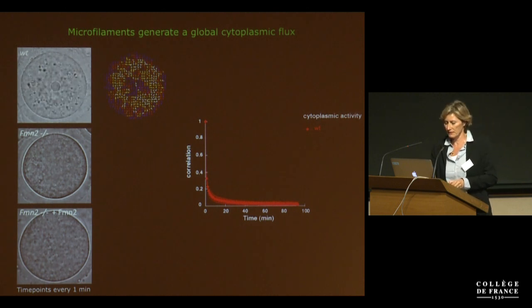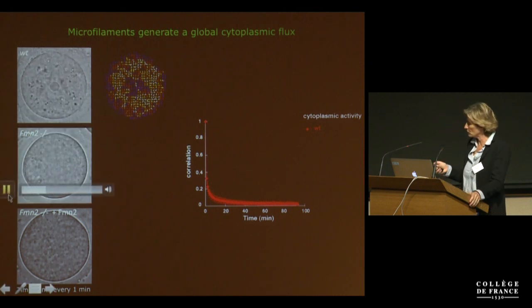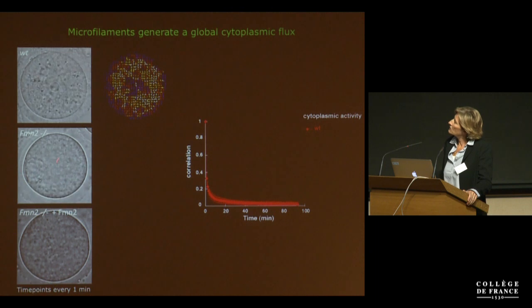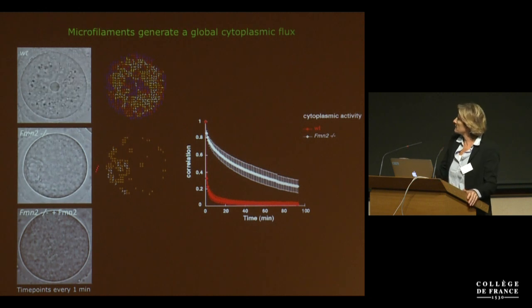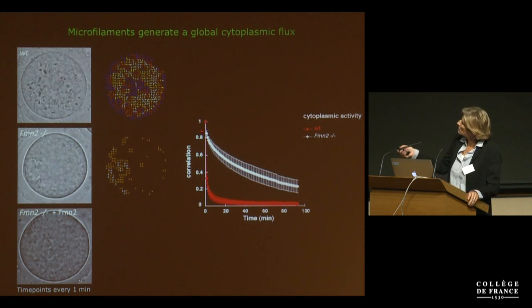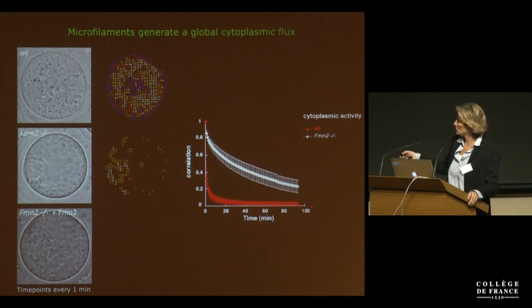And if you compare this situation with what is happening in the formin 2 knockout oocyte, it seems that in the formin 2 knockout oocyte, it's almost as if the cytoplasm is dead. And you can actually see that by STICS analysis, but also measure that by correlation analysis. You see that the cytoplasmic activity drops very slowly compared to the control.